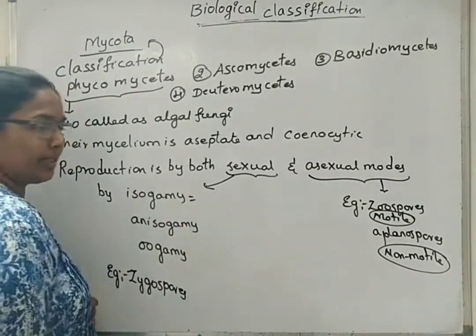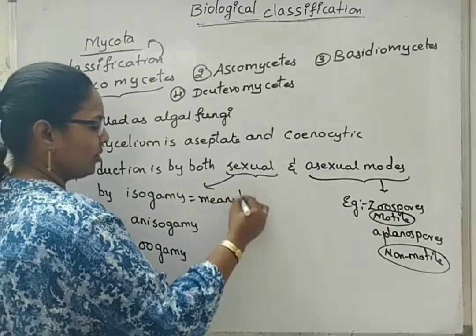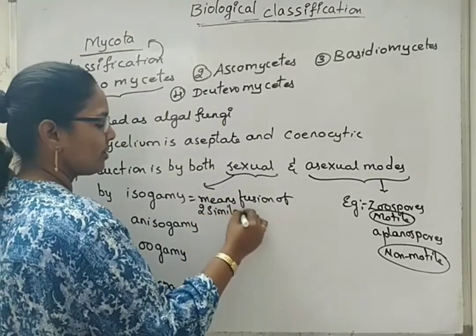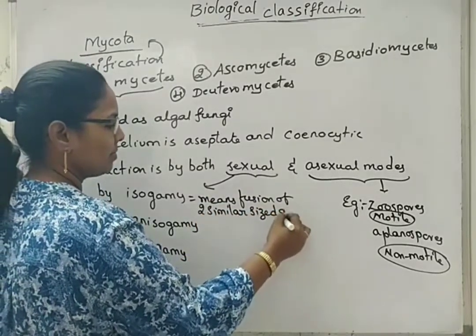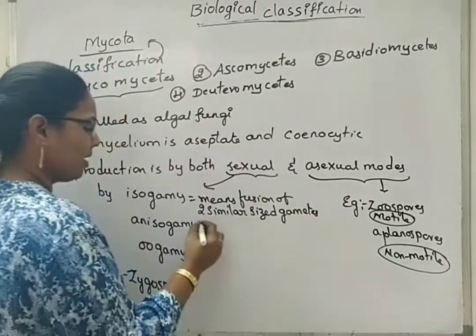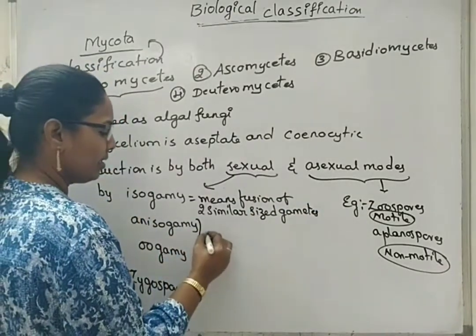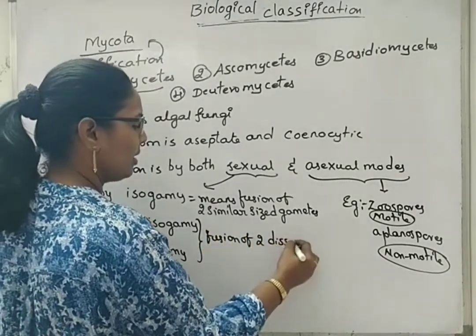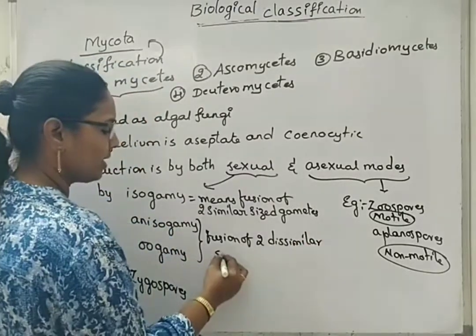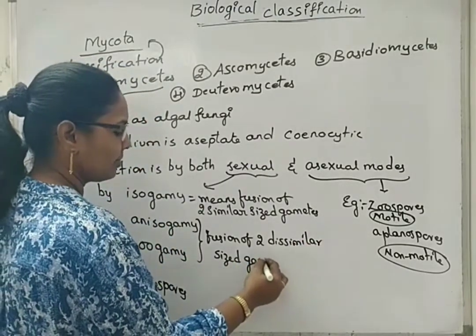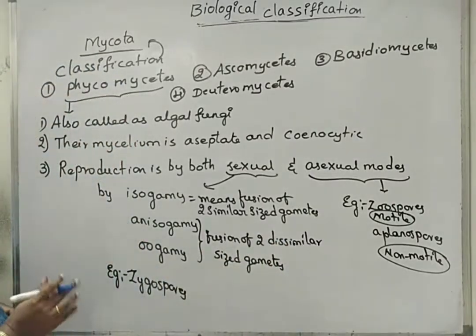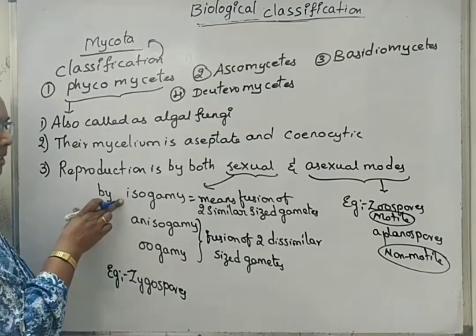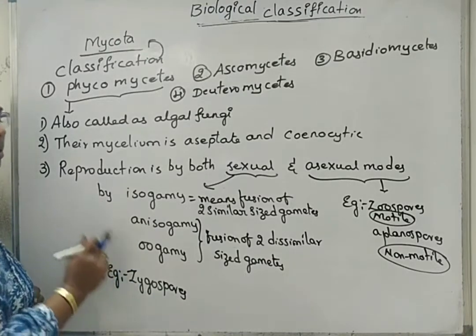What is meant by isogamy? Isogamy means fusion of two similar sized gametes. Under anisogamy and oogamy, we see fusion of two dissimilar sized gametes. So in Phycomycetes, zygospores can be formed either by isogamy or anisogamy or oogamy.